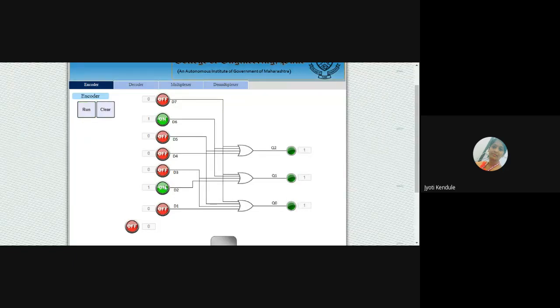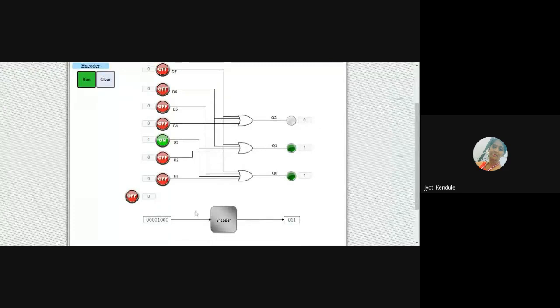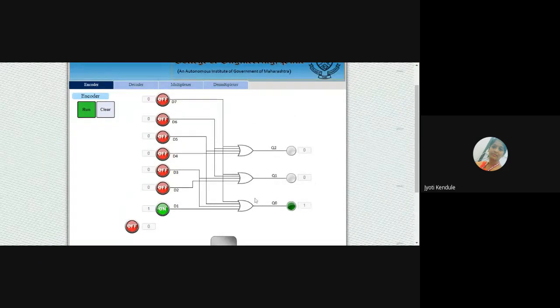Consider 6, which is 1 1 0: 4 plus 2, that is 6. I will take 3 1. 0 1 1 is there, that is the binary of 3. That will include 1, that is 0 0 1 is there. Okay, this is what encoded is. Whichever particular input I select, it will encode that particular digit.